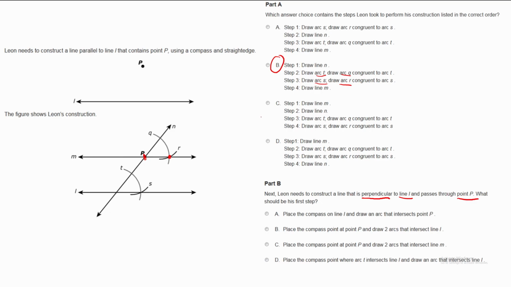So what Leon needs to do is place his compass. Now I'm going to go top left here. He wants to place his compass on point P, and he wants to create one swooping arc, almost like a happy face. So he gets two intersection points here, right? And then he'll create arcs down here using those two intersection points.